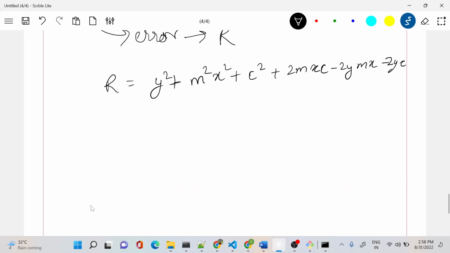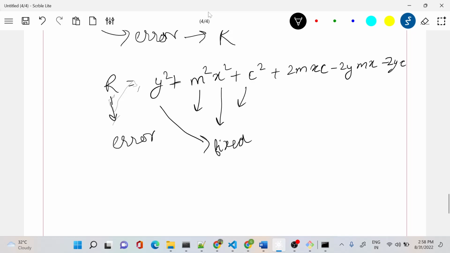So we have to find how this R is changing with the change in the values of m and c, because x and y are fixed and we cannot change them. The only values that we can update are m and c. So we have to find how R, that is the error term, is changing with respect to m and c. For that we will find partial derivatives.